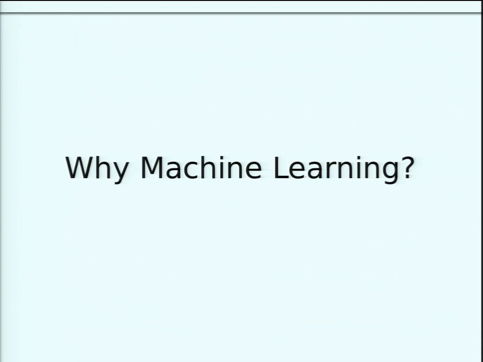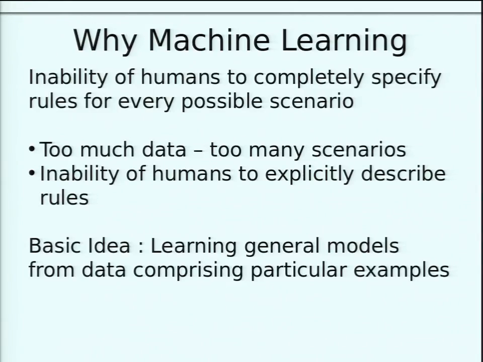Before going on to more details, why do we need this learning at all? It's usually because of the inability of humans to completely specify rules for every possible scenario. If I have only say 20 contacts, I can actually specify whether each of them is work or home. There's no big deal there, right? But if I have 500 contacts, it's definitely not feasible for me, right?